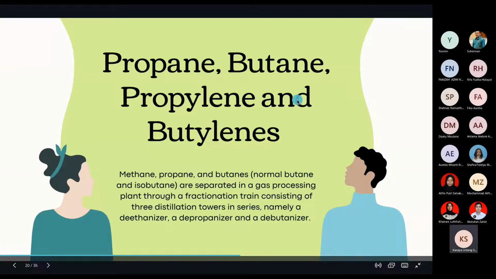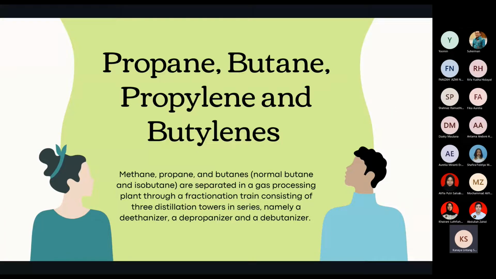Propane, butane, propylene, and butylenes. Methane, propane, and butanes, or normal butane and isobutane, are separated in a gas processing plant through a fractionation train consisting of three distillation towers in a series, namely a deethanizer, a depropanizer, and a debutanizer.